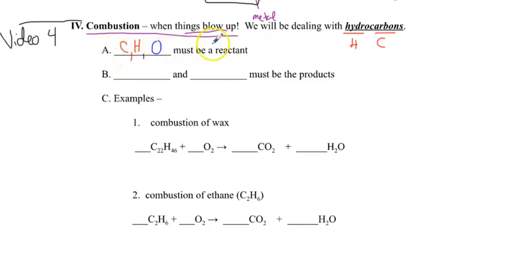So CH and O must be the reactants, and then every single time you will get carbon dioxide, which is a gas at room temperature, and you're also going to get water. The one thing you're going to notice is that it won't be liquid water, it'll actually be gaseous water vapor. It'll be so hot that it will not be able to be liquid, it'll be a gas.